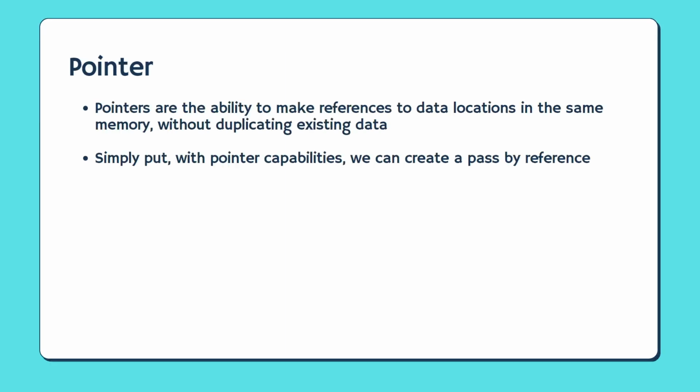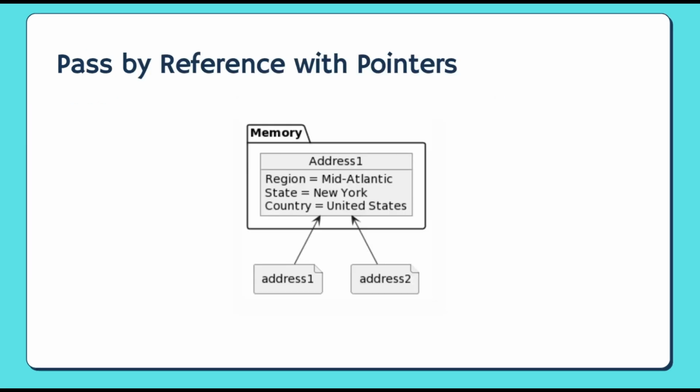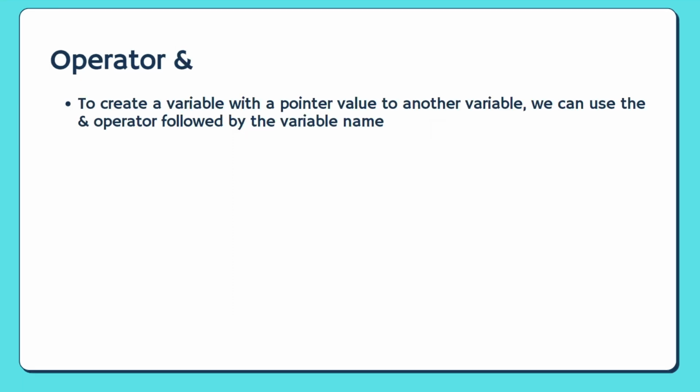Pointer. Pointers are the ability to make references to data locations in the same memory without duplicating existing data. Simply put, with pointer capabilities, we can create a pass-by reference. Pass-by reference with pointers. Pass-by reference is a parameter passing mechanism in programming languages where the reference to the memory address of the actual parameter, the argument, is passed to the formal parameter of the function or method. This means that changes made to the formal parameter inside the function affect the original value of the argument outside the function.